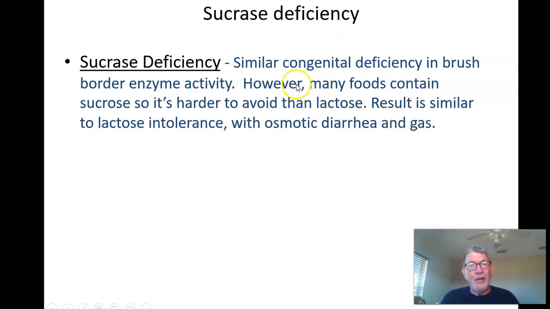But the result is similar. If the sucrose stays in your intestine, you have gas, you have osmotic diarrhea, and you feel very similar to lactose intolerance.